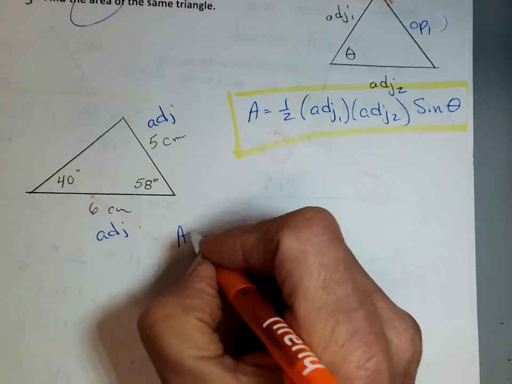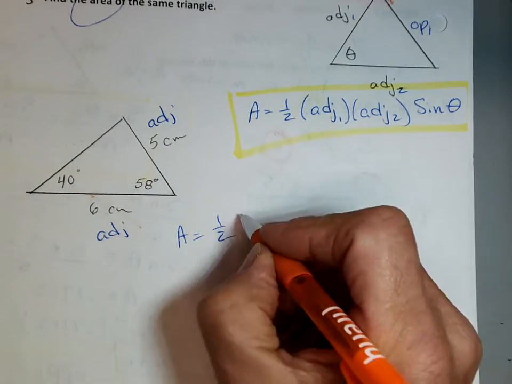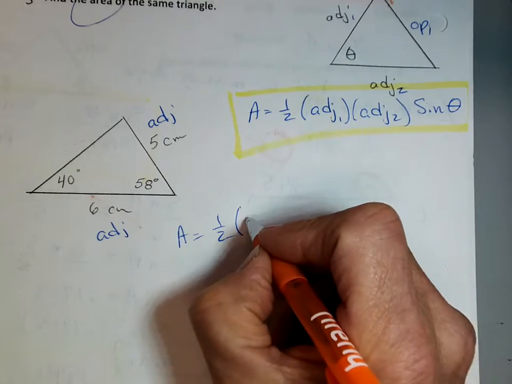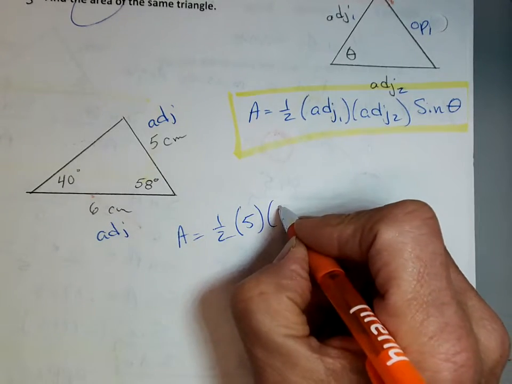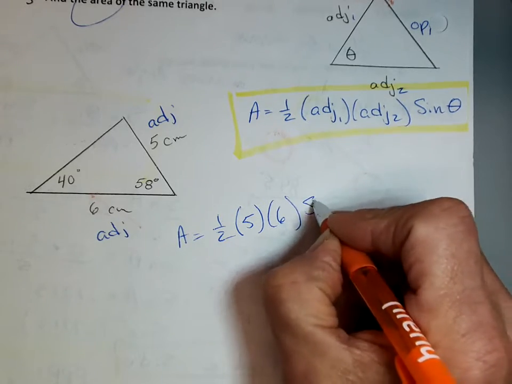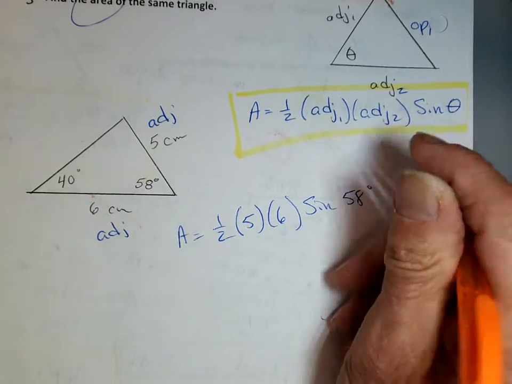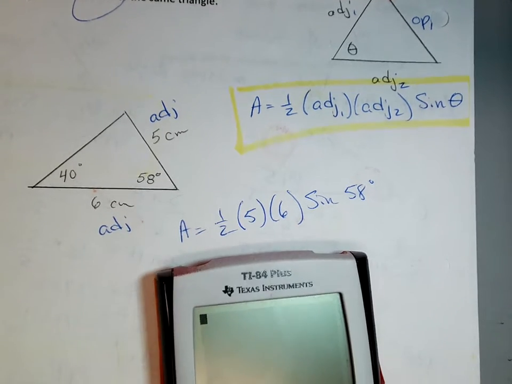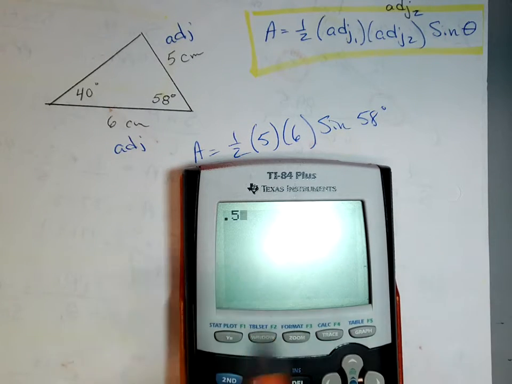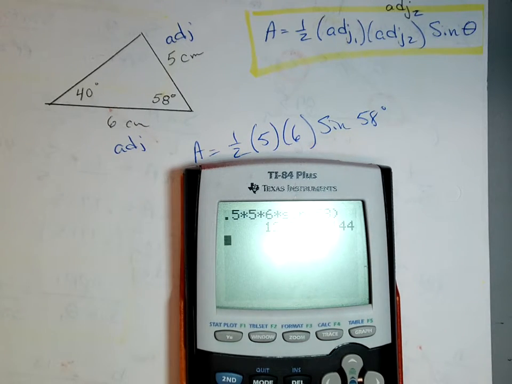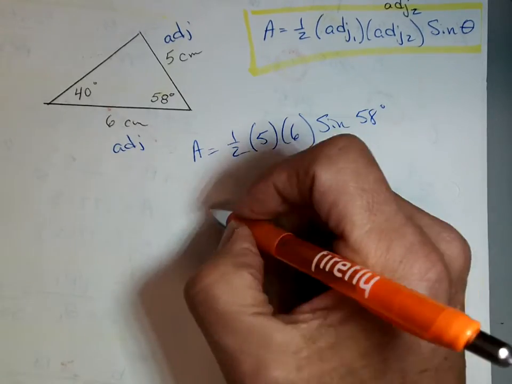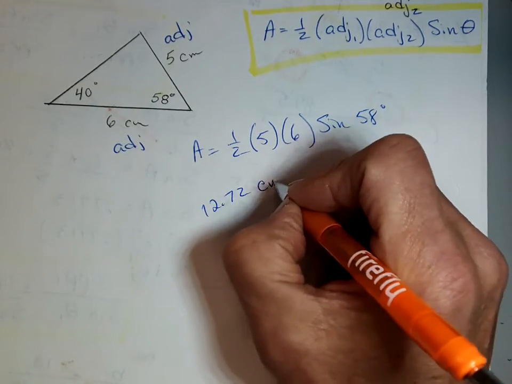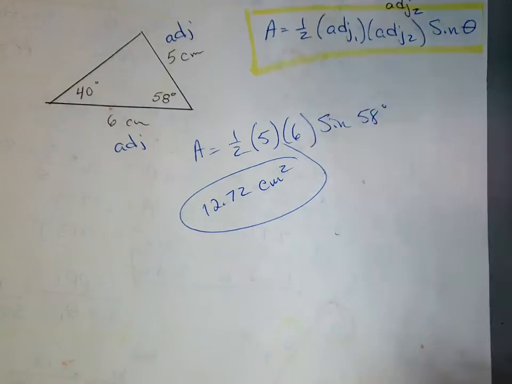my area is as easy as this. It's 1/2, because that's the formula, times adjacent 1, 5, times adjacent 2, 6, times the sine of 58 degrees. That's it. Super easy, isn't it? So I'm just going to use my calculator. 0.5 for 1/2, times 5 times 6 times the sine of 58. About 12.72 centimeters squared. Wow. Easy day.